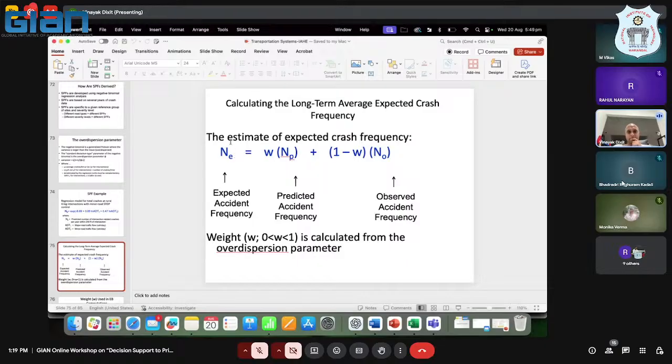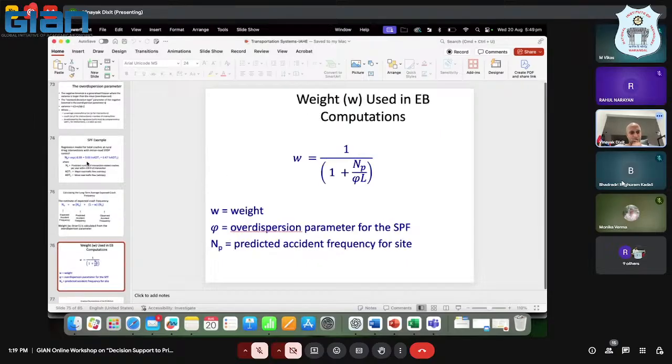Then we estimate the expected crash frequency. So we put a weight, which is calculated, and I'll talk you through this. This is the predicted accident frequency, and this is the observed accident frequency. So we can get the expected accident frequency. I'll give you an example of this. The weight is given as 1 divided by 1 plus NP divided by sigma L, which is based on the predicted accident frequency.